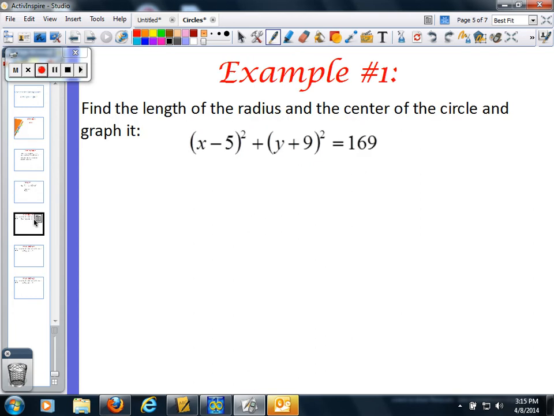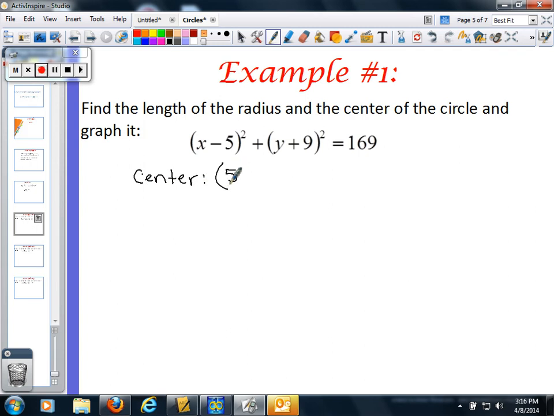So the first example, we're going to find the length of the radius. We're going to find the radius, basically. We're going to find the center of the circle, and then we're going to graph it. Okay? So my center point is (h, k), and it's x minus h and y minus k.